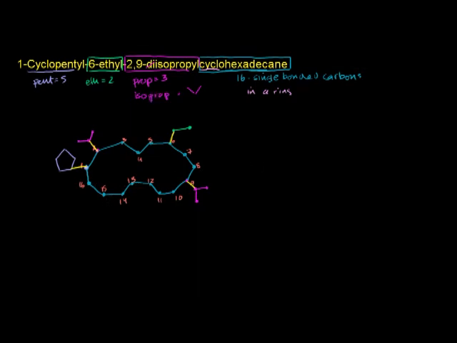Let's do another one. I think we're getting the hang of it. So here, maybe we could do this one a little bit faster. Let's see. We have a tetramethyl dodecane. So the main root here is the dodecane.